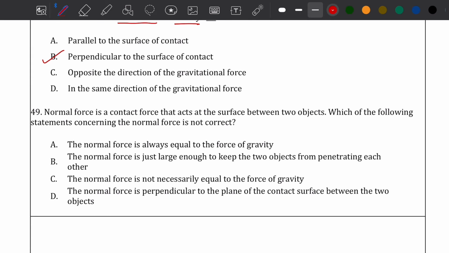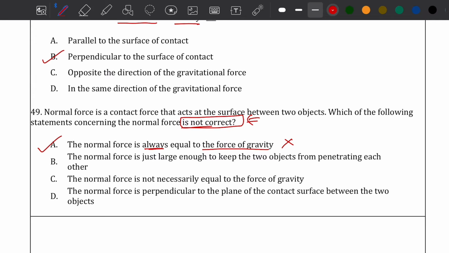Which of the following statements concerning the normal force is not correct? This is very important to note. Not correct. So normal force is always equal to force of gravity? No. It's not always equal to force of gravity. Okay. So our answer here is A.